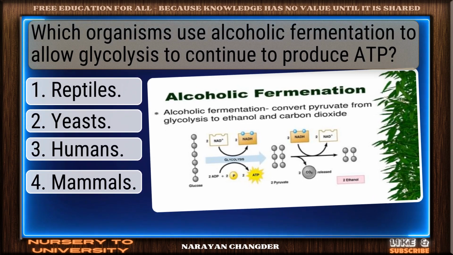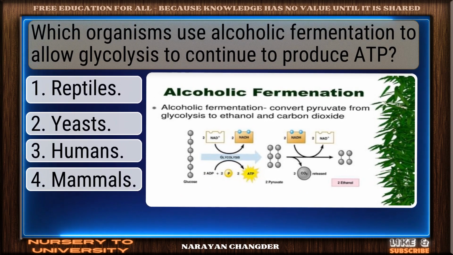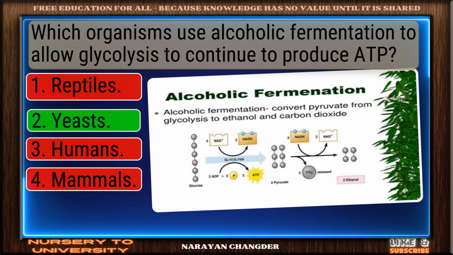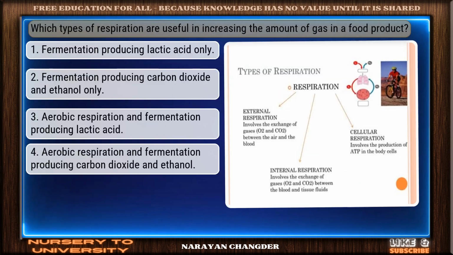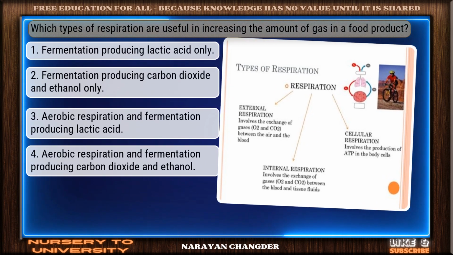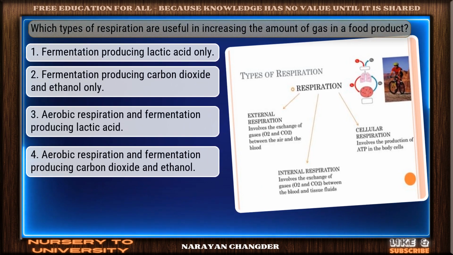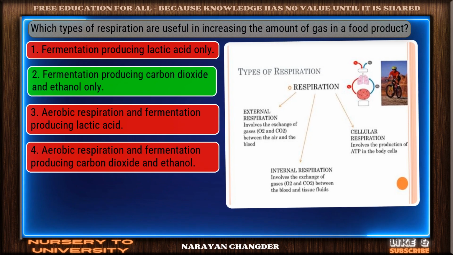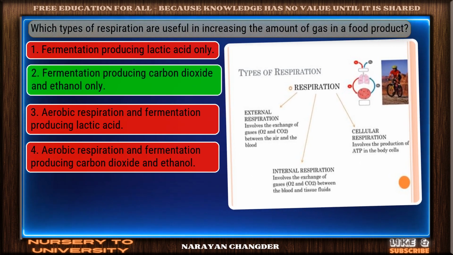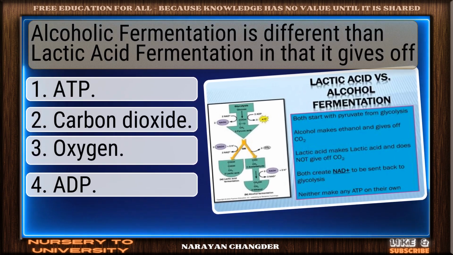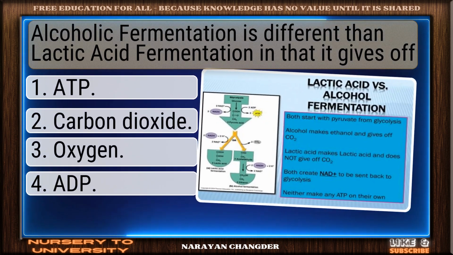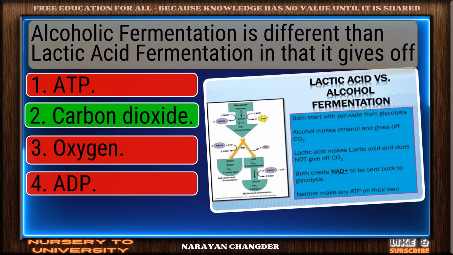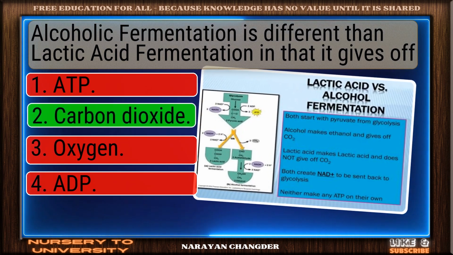Which organisms use alcoholic fermentation to allow glycolysis to continue to produce ATP? Right again. Yeasts is a valid answer. Which types of respiration are useful in increasing the amount of gas in a food product? Well picked. Fermentation producing carbon dioxide and ethanol only is the correct answer. Alcoholic fermentation is different than lactic acid fermentation in that it gives off... Right choice. Carbon dioxide is the best answer.